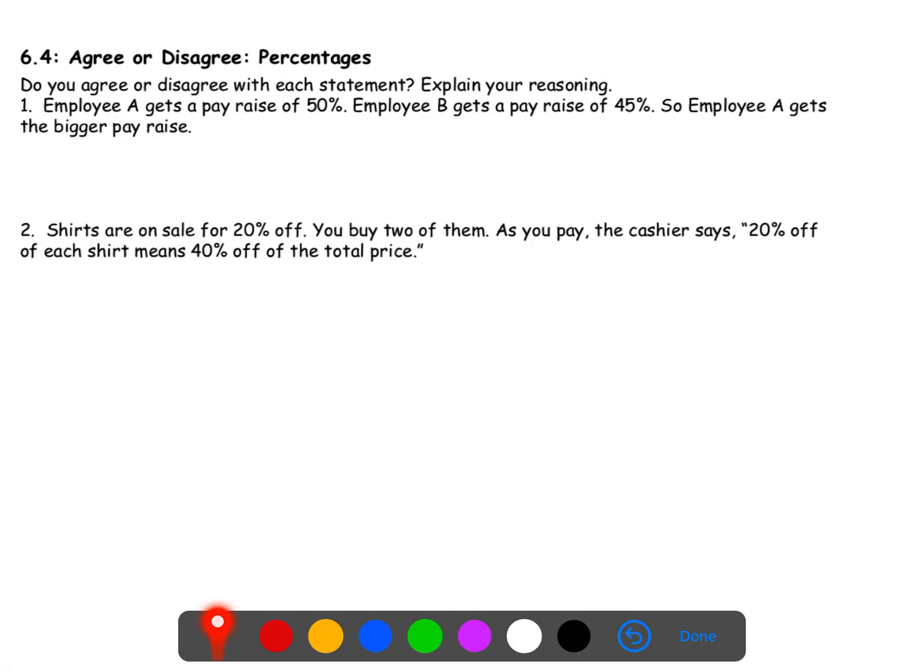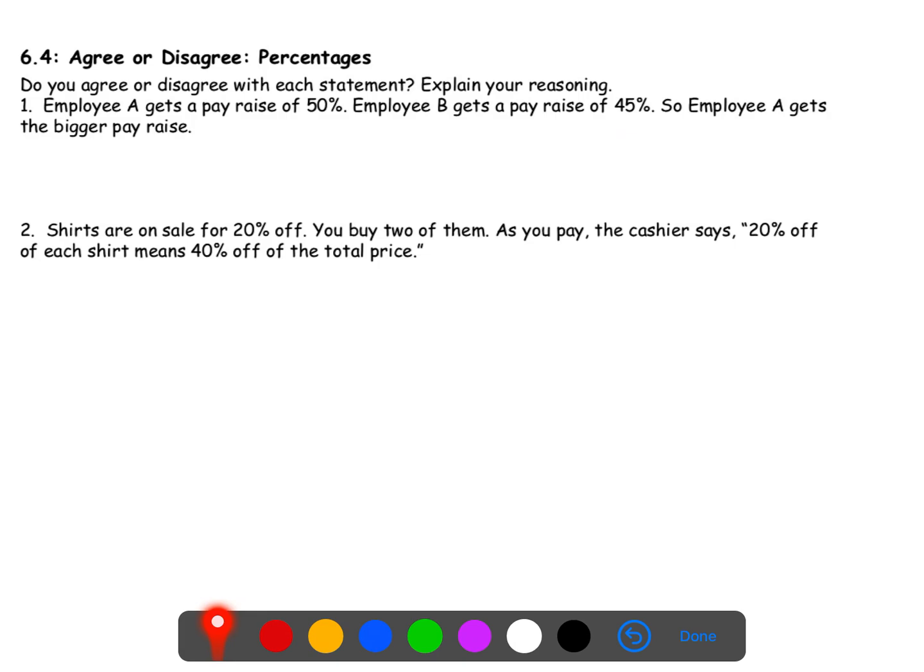On the back of your paper, we're doing an activity, agree or disagree, and this is kind of an interesting idea. You have to agree or disagree with the statement. Employee A gets a pay raise of 50%. Employee B gets a pay raise of 45%. So employee A gets the bigger pay raise.